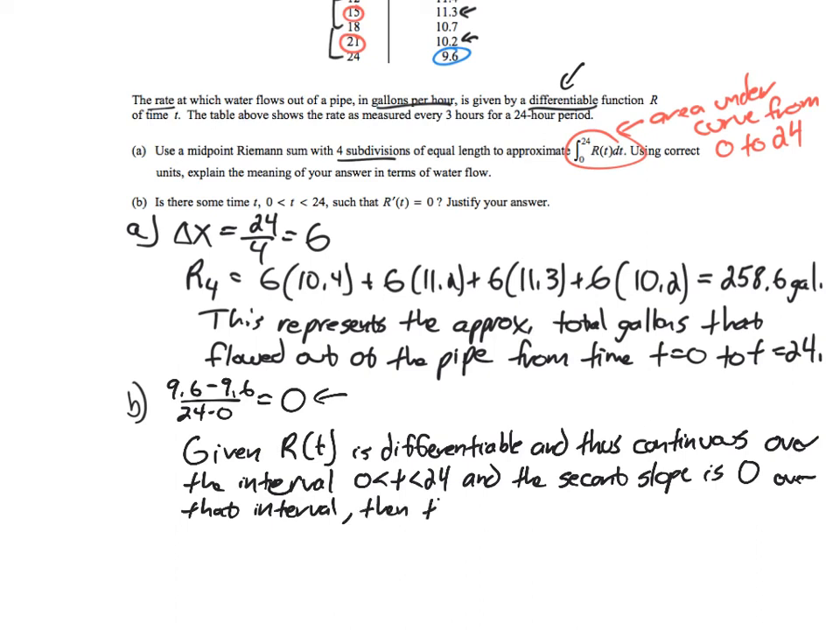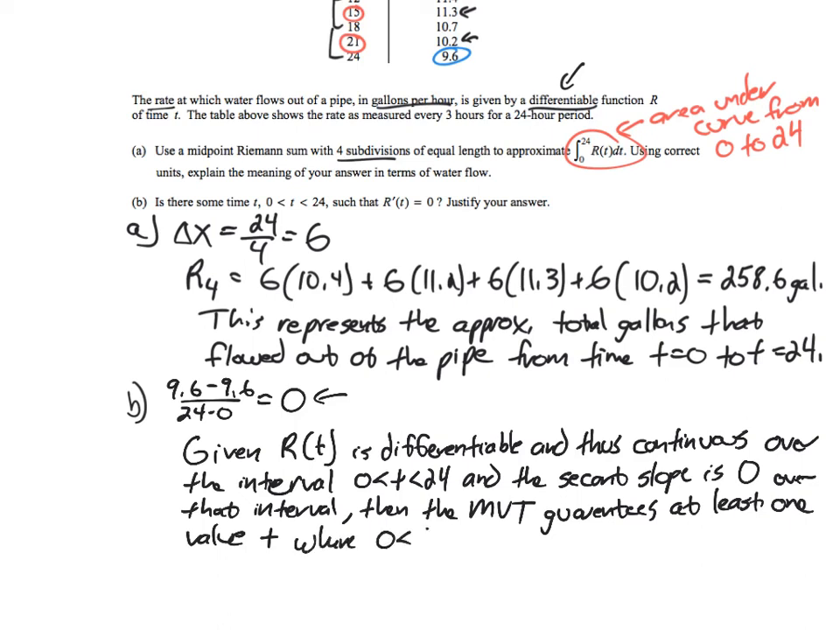Then the MVT guarantees at least one value t, where t is between 0 and 24. Doesn't mean there couldn't be some t value outside of 0 to 24. It has to be in 0 to 24. And where, again let's be specific, r prime of t, that's what the question specifically asks for, where r prime of t equals 0.